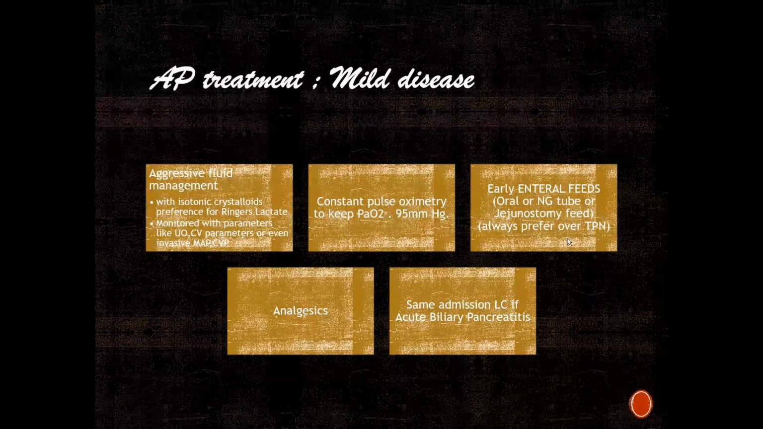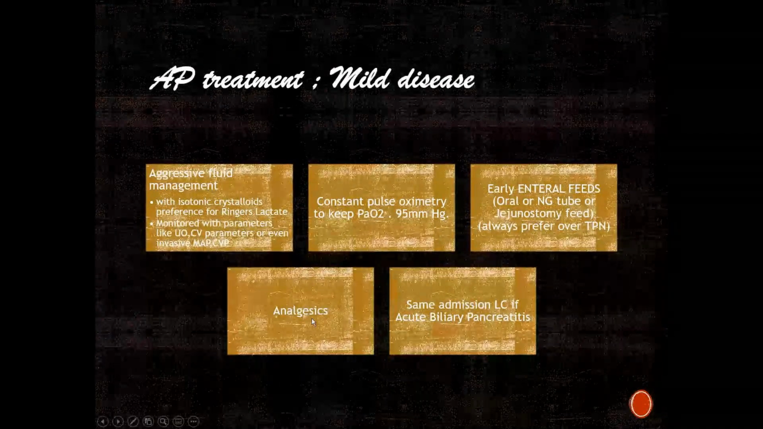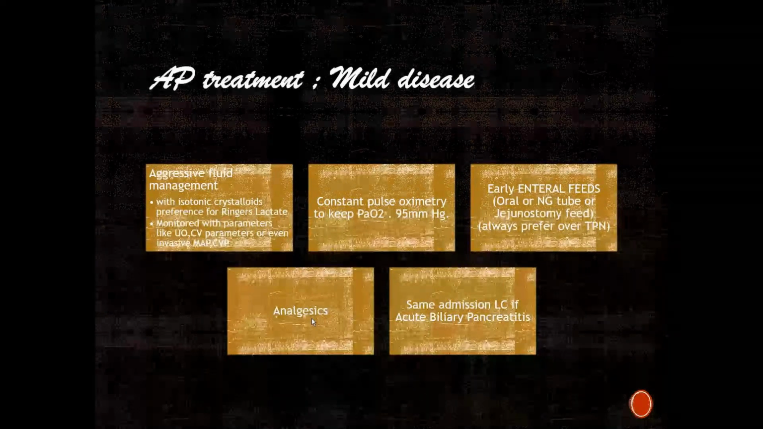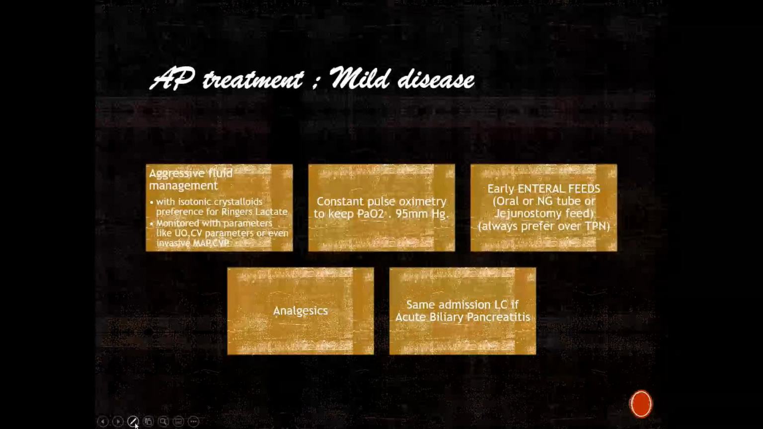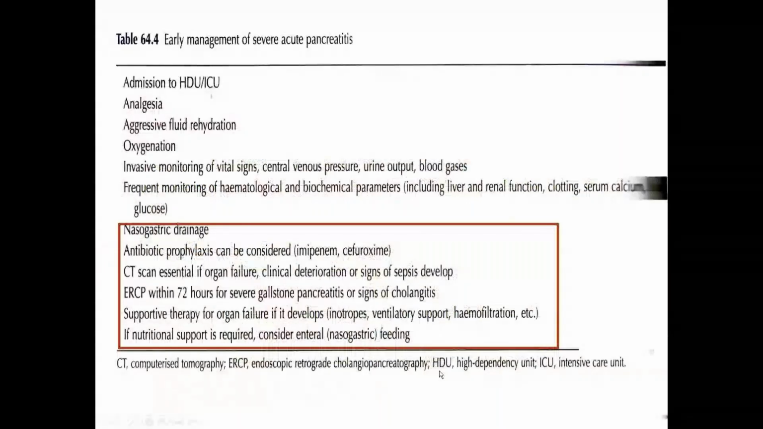Analgesics are very, very important. Why? Because this would help you in relieving the pain, which is a very, very important part of acute pancreatitis. Very, very painful. And in patients with acute biliary pancreatitis, a same admission laparoscopic cholecystectomy is an important part of the treatment. What about severe acute pancreatitis? Apart from what we have already talked about, this patient may require nasogastric drainage.